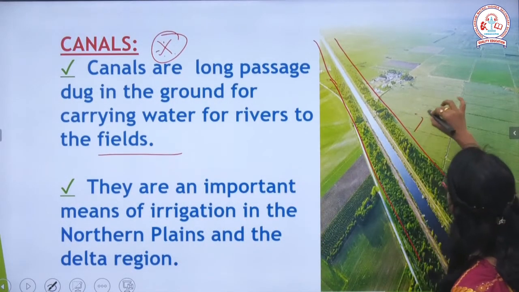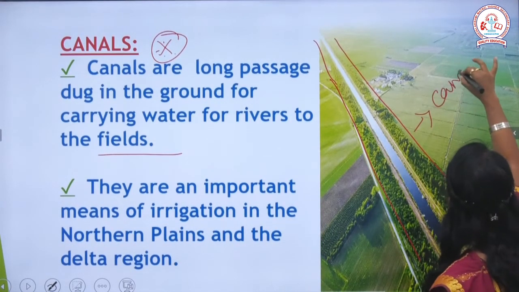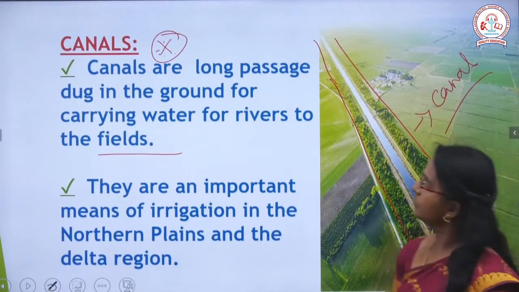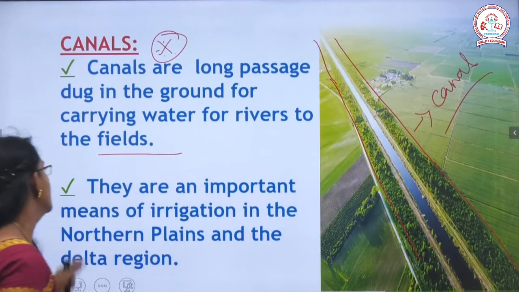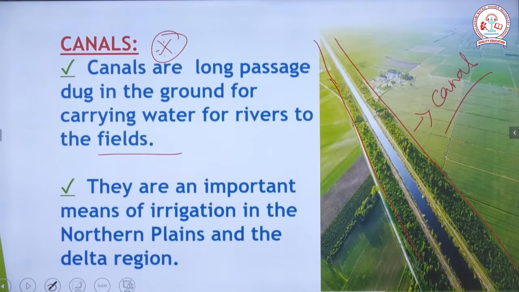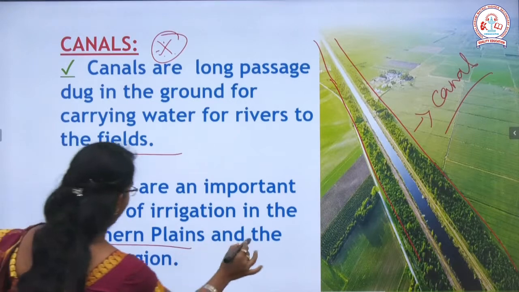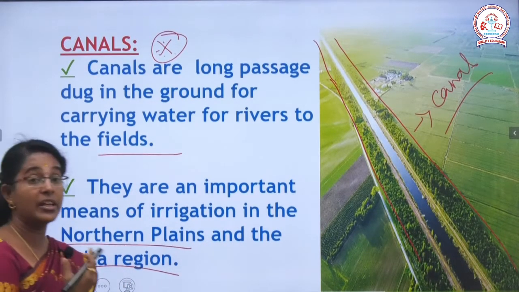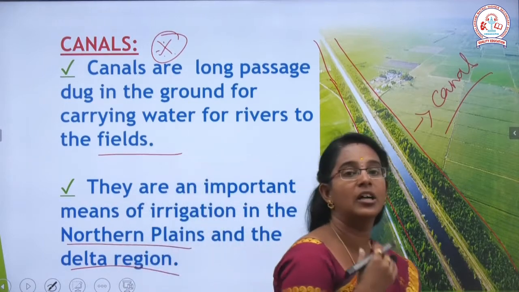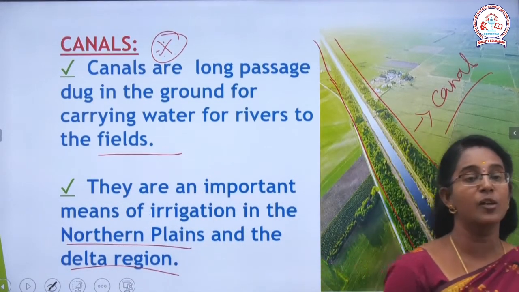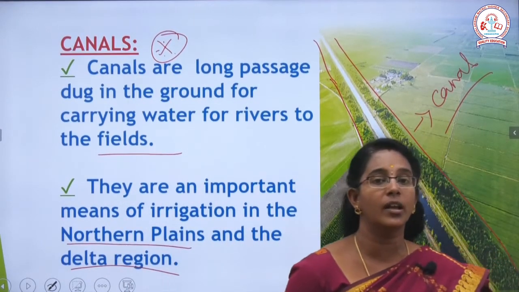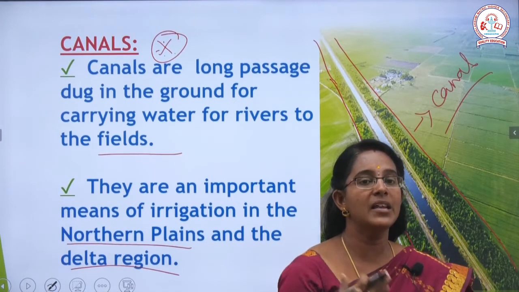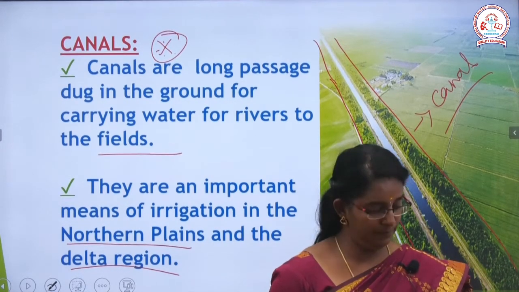So this is called canals. Next, what are the uses? They are important means of irrigation in the northern plains and the delta regions. In these regions, the canal process is very important. They give more importance to the canal process of irrigation to save the water, and it is used in many other activities.